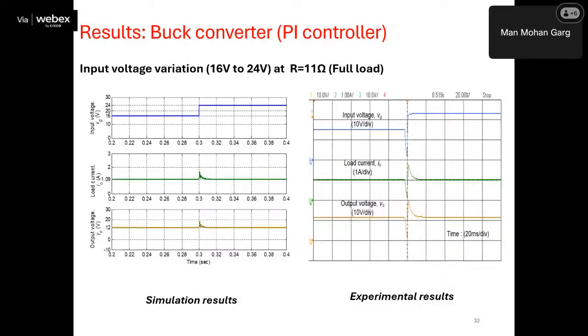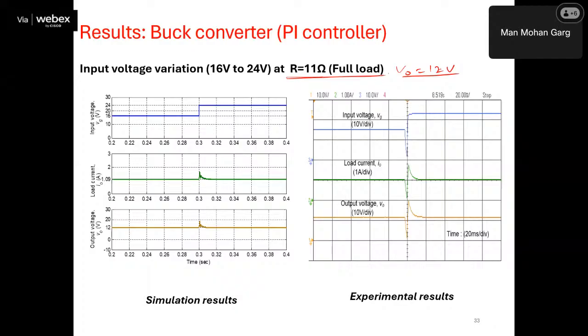That is the point. Whenever you design any controller for a converter, these are the three cases we should always consider. One is variation in reference, another is variation in input voltage, third is variation in load. Whenever we consider any one case, the other two should be kept constant. Like here, we have kept V0 at 12 volt, and R is kept at full load.